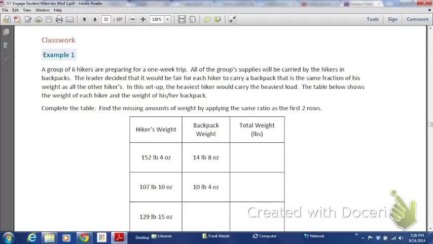Let's go ahead and read this Example 1. A group of 6 hikers are preparing for a 1-week trip. All of the group's supplies will be carried by the hikers in backpacks. The leader decided that it would be fair for each hiker to carry a backpack that is the same fraction of his weight as all the other hikers. In this setup, the heaviest hiker would carry the heaviest load. The table below shows the weight of each hiker and the weight of his or her backpack. Complete the table. Find the missing amounts of weight by applying the same ratio as the first 2 rows.